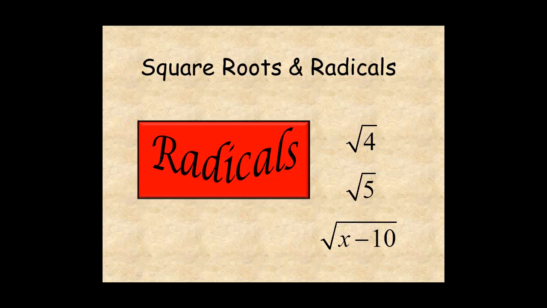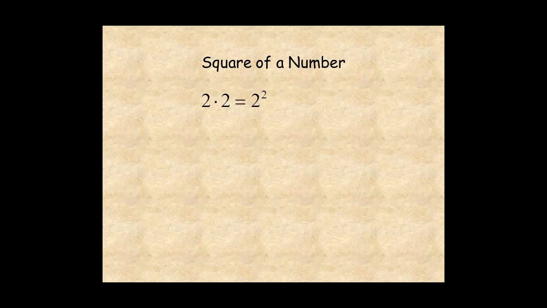This lesson helps you understand square roots and radical expressions. You can understand square roots by starting with the square of a number. When you multiply a number by itself, you get the square of a number, which you can express as a power with an exponent of 2. So 2 squared is equal to 4.